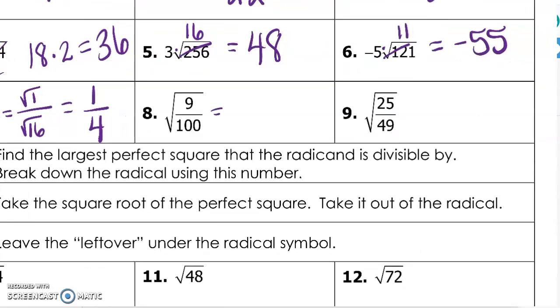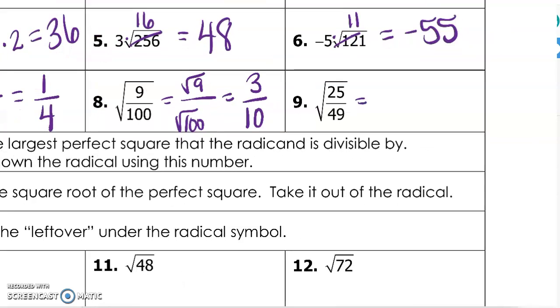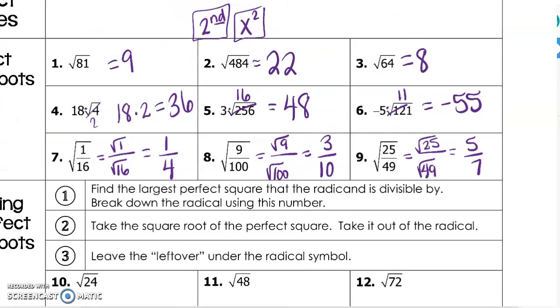Number 8, we have the square root of 9 over the square root of 100. That would be 3 over 10. And number 9, square root of 25 over the square root of 49. That would give us 5 over 7. All right, so all of those problems have perfect squares, so you are able to take the square root and get a whole number.